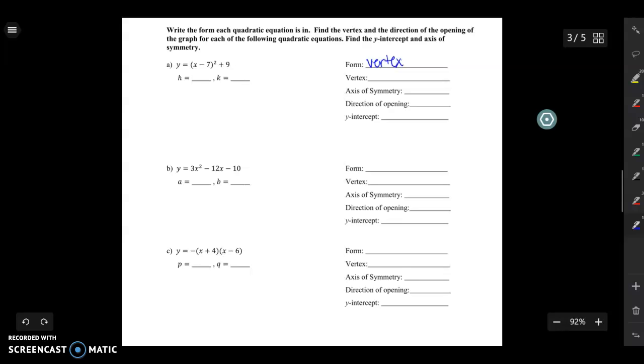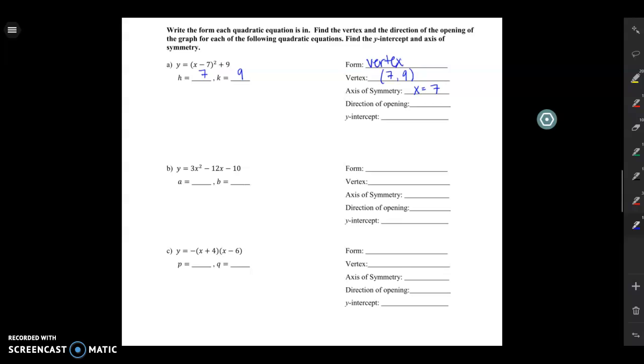So I'm going to go ahead and find the vertex, axis of symmetry, direction of opening, and the y-intercept. First identify h and k. So h is 7 and k is 9, which means that my vertex is just (7, 9). My axis of symmetry comes directly from the vertex. It's just going to be an equation of x equals 7, whatever the x coordinate of my vertex is.